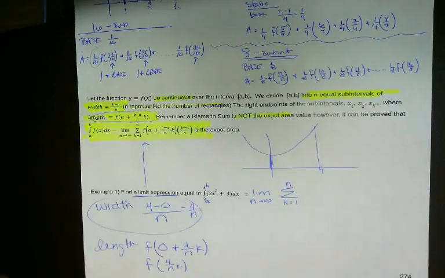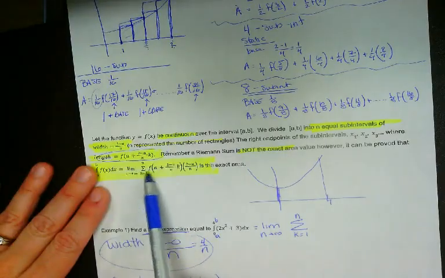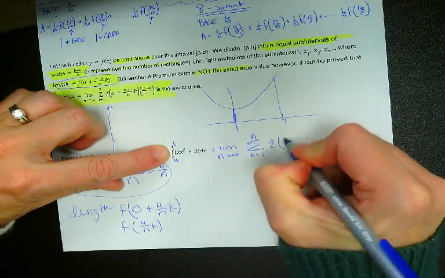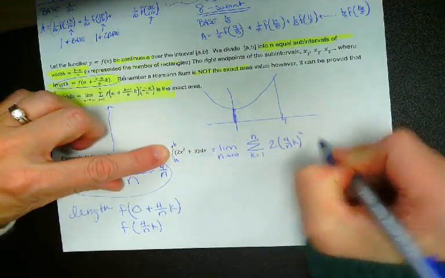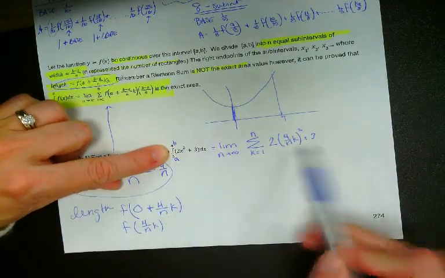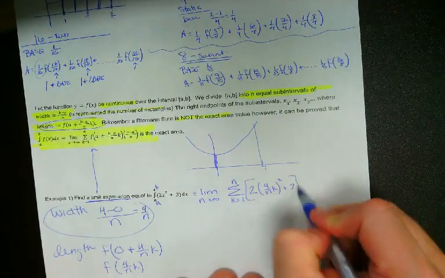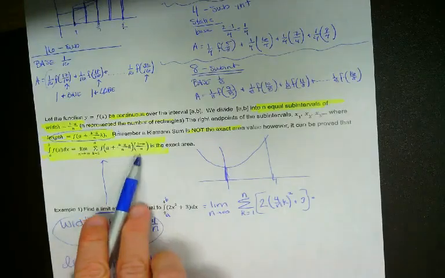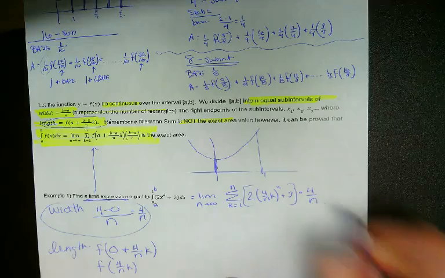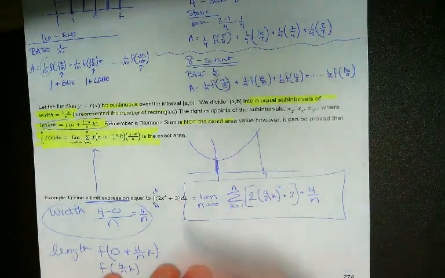Okay, so now I want f of, right, I want to plug this into my function. I want f of this value. So I'm going to go to my equation, and I'm going to say it's 2 times (4 over n k) squared plus 3. I'm just finding f of 4 over n k. I'm replacing all my x's with 4 over n k. I'm going to put a bracket around that. And then you multiply by the b minus a over n. So I'm going to say times 4 over n. And then you cross your fingers and you hope that's a multiple choice.